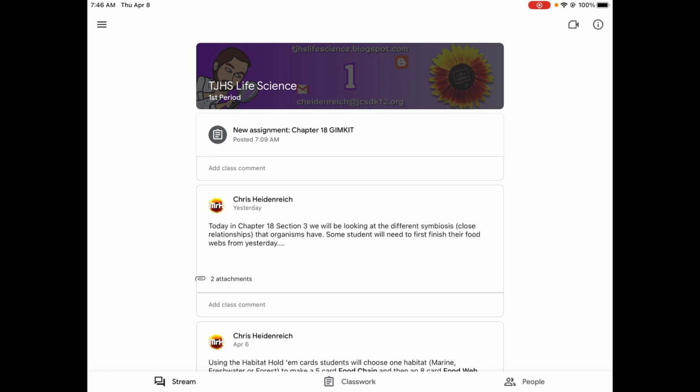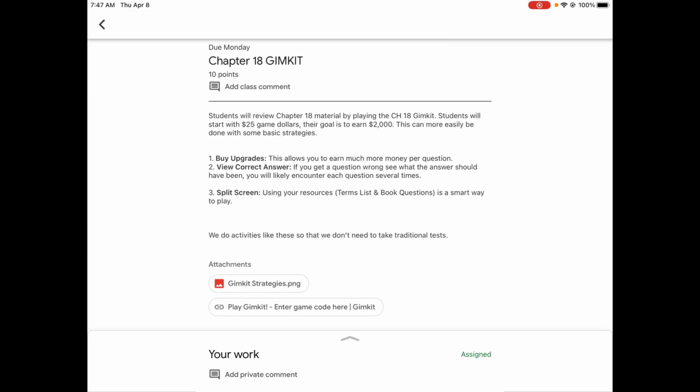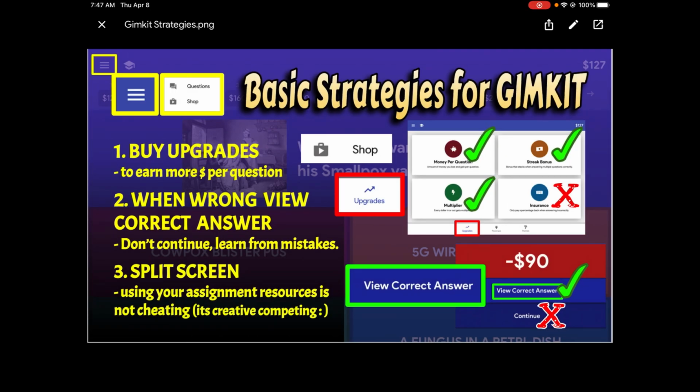But here we go. Gimkit. Just a review of Gimkit. Remember, there are some basic strategies. You want to buy upgrades, so those 3 lines in the left corner. You would shop, and when you're shopping, the money per question, streak bonus, or multiplier really help you get more money per question. Whereas the insurance, it means you lose less if you get something wrong. I think it's a waste of money.